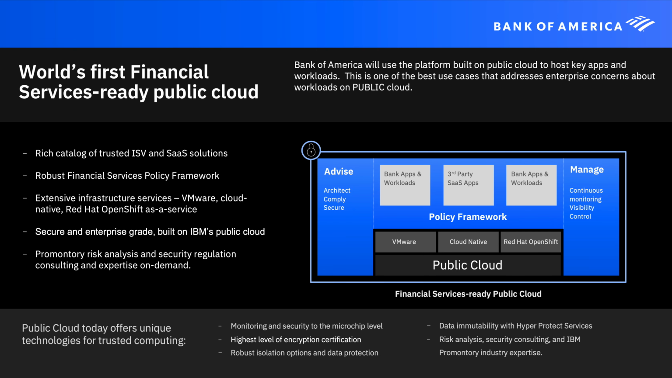So this is one of the use cases. How do we understand that clients are ready to put their workloads on public cloud? Bank of America is one of the largest financial services firms that has hosted its production workloads on public cloud. At this point, what we're trying to understand is that public cloud is secure enough that Bank of America is trusting its workloads with public cloud.